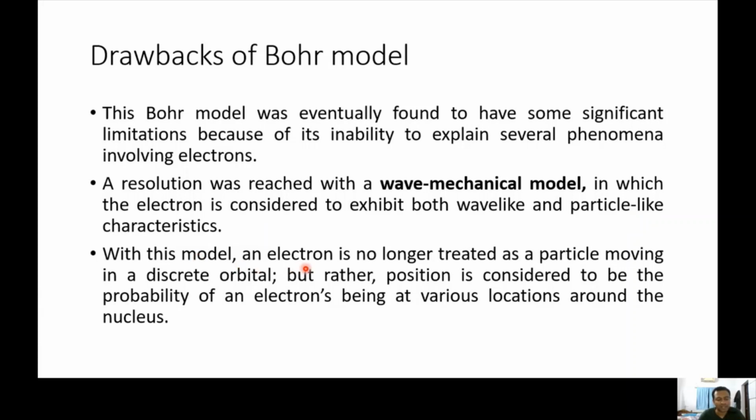In this model, an electron is no longer treated as a particle moving in a discrete orbit, but rather its position is considered to be the probability of an electron being at various locations around the nucleus. That means we cannot predict where exactly an electron is around the nucleus according to this model, but we have a probability distribution. According to that, we predict this much probability is there for a particular electron to be in this position. So that is the wave mechanical model. In this model, some concepts are there that we are going to discuss.